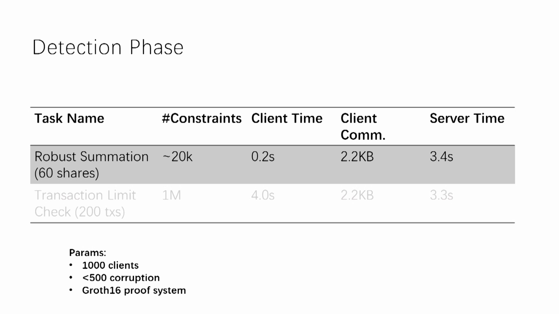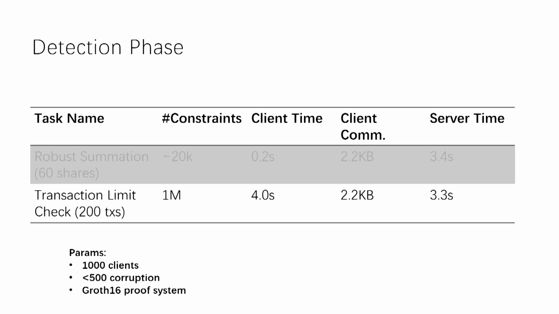In that scenario, our compliance checking compiles to roughly 20,000 constraints in the proof system. Each client only takes 0.2 seconds to finish the detection phase, and the client communication only takes roughly 2 kilobytes. The server time to do the verification across 1,000 clients costs the server only 3.4 seconds in total.